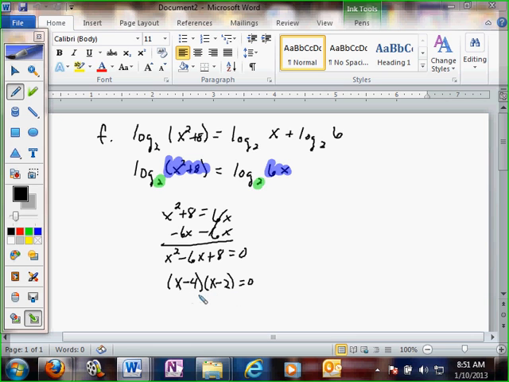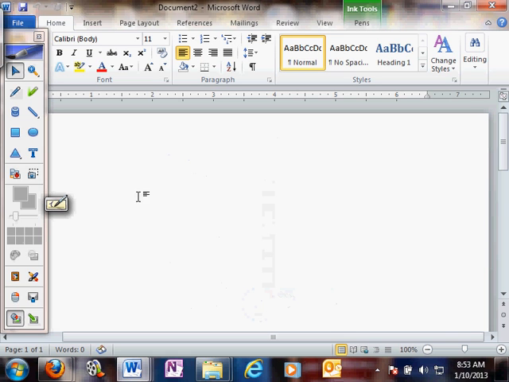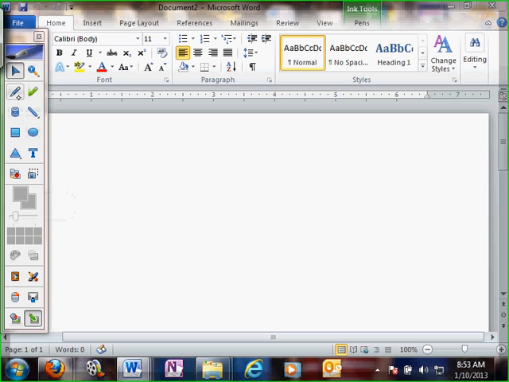Now I set each factor equal to 0 because I'm actually solving for x. I had x minus 4 equals 0 and x minus 2 equals 0. Sorry that disappeared so quick. Rewind it if you need to see something else. Here we get x equals 2 and positive 4.